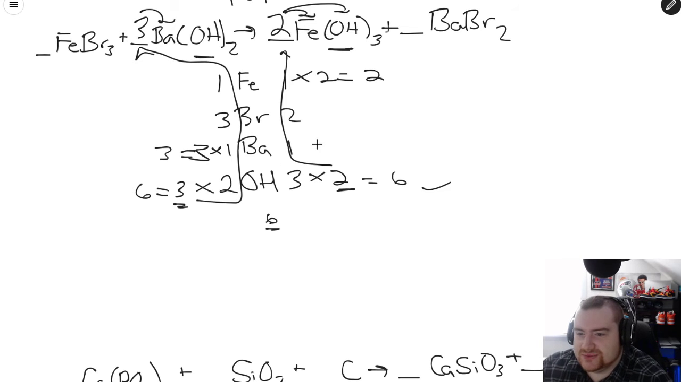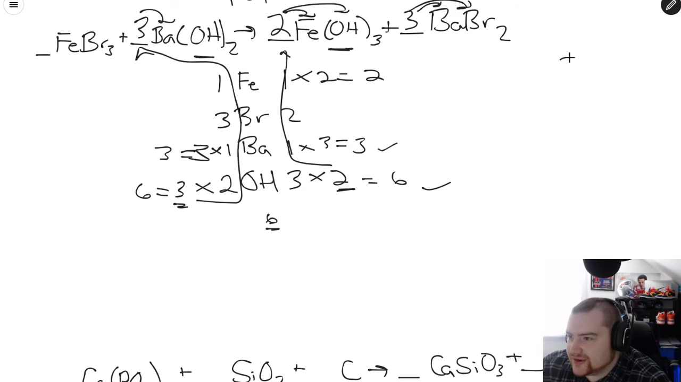Okay, now we can balance our barium. We have 3 on the left, 1 on the right, so we have to multiply by 3. That gets us 3 here. Done. Bromine. Now what did that do? We multiplied by 3, so that 3 goes to the barium and the bromine.